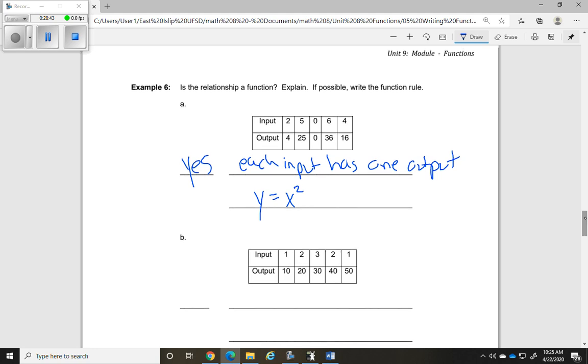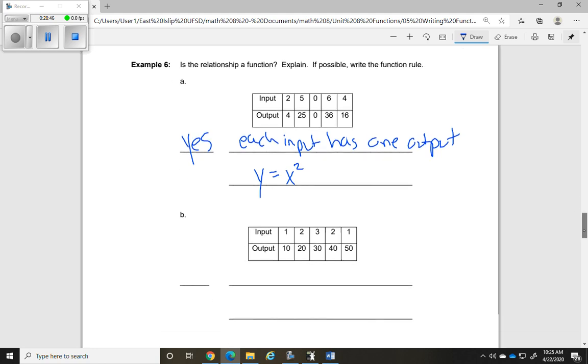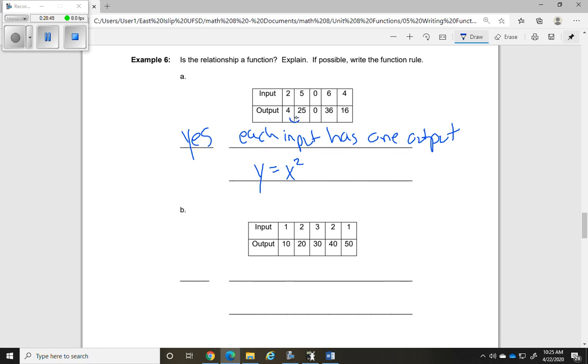Remember, you're not going to have to be able to write the rule for a nonlinear function. We could prove it's nonlinear by looking at the rate of change. From 4 to 25, it went up by 21. And from 2 to 5, it went up by 3. So the first rate of change is 21 over 3, which is 7. The next rate of change now goes down by 25, and this goes down by 5. So negative 25 over negative 5, this is now a positive 5.